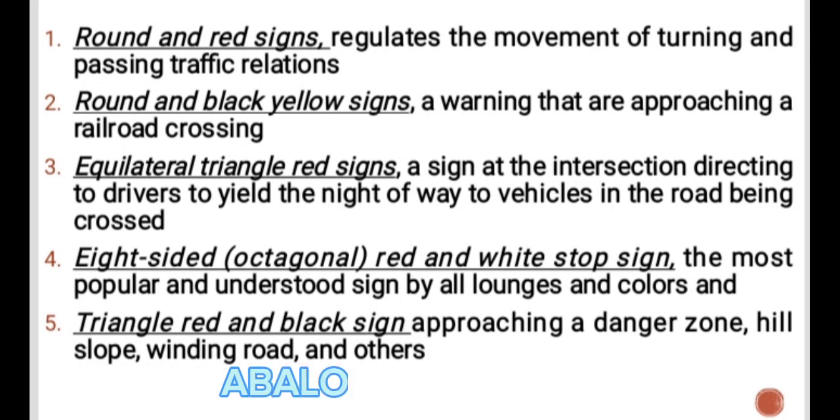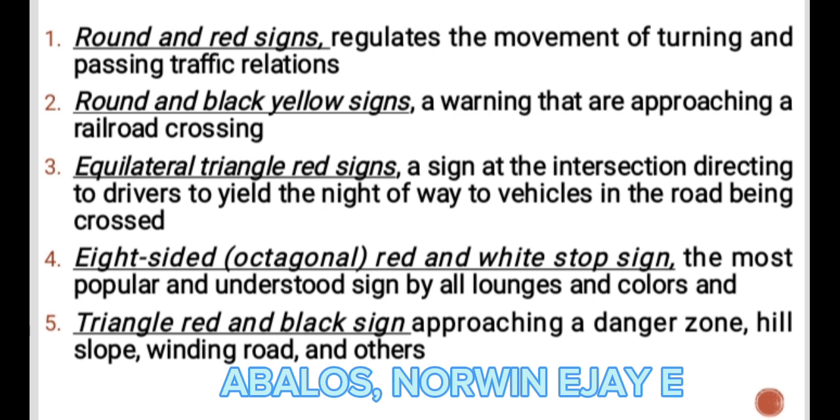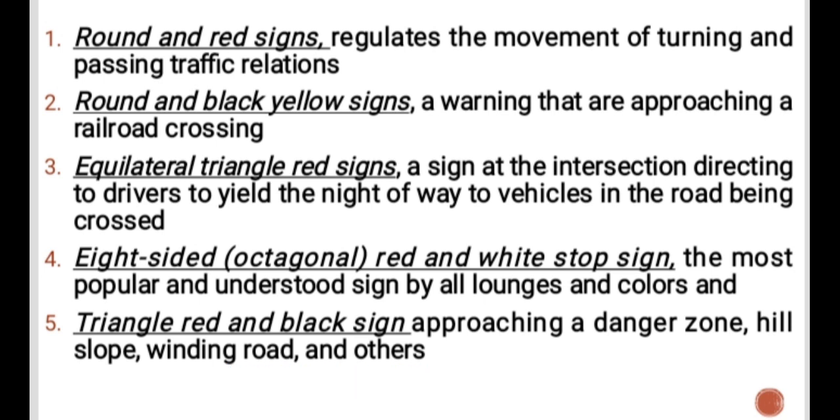Red circles generally give a mandatory instruction such as speed limits. The blank sign with the red border means that all vehicles are prohibited except for pedal cycles, which must be pushed by pedestrians. Round and black yellow sign. It is an advance warning sign that means a railroad track will cross the roadway ahead.